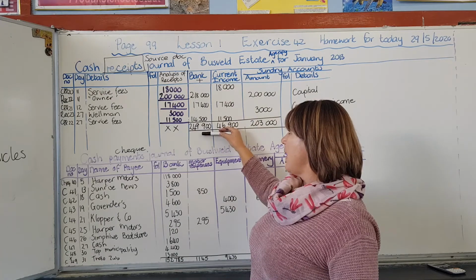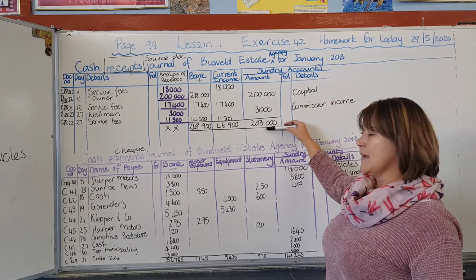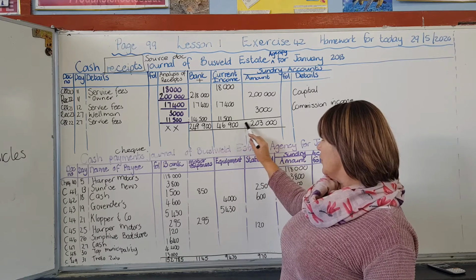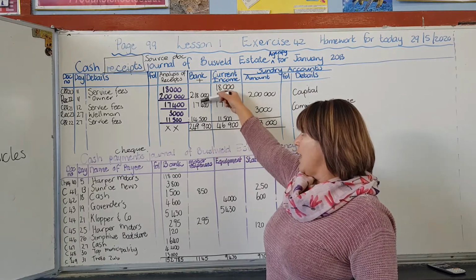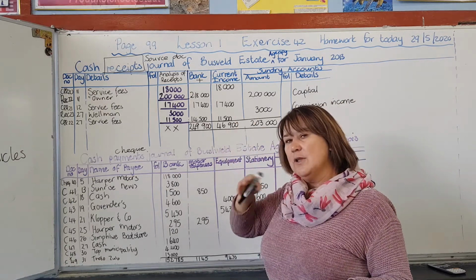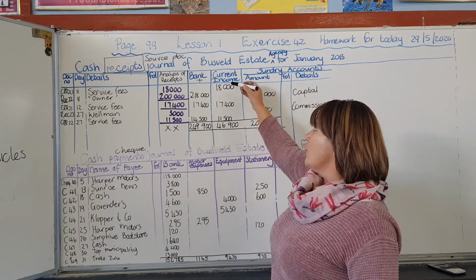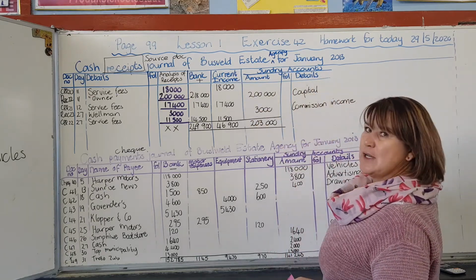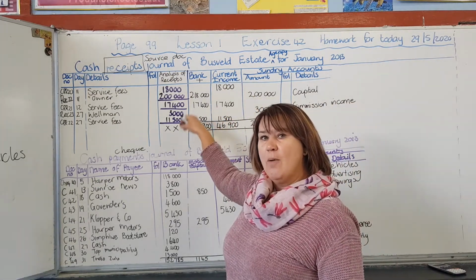Okay, so you're going to add your bank column, you're going to add your current income column, and then your amount. To check if it's correct, if you add these 2, then it should give you the same amount as your bank column. So if you add it like that, and if you add it horizontal and vertical, it will give you your bank account. Why? Because all the money that you received for current income, for capital, commission income, rent income, any income, you have to pay that money into your bank account.